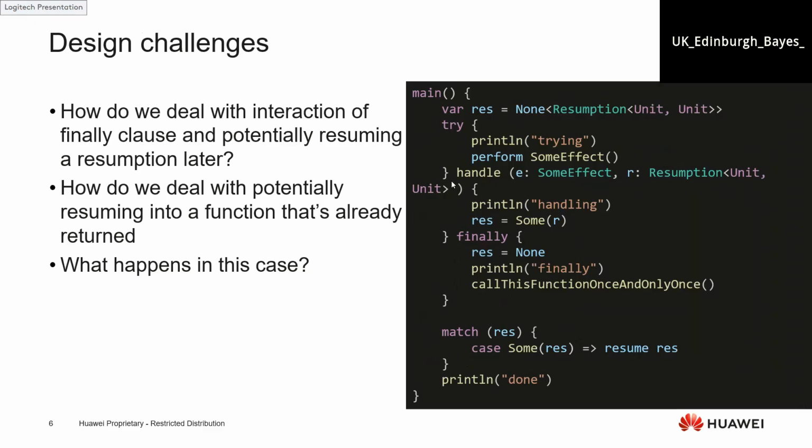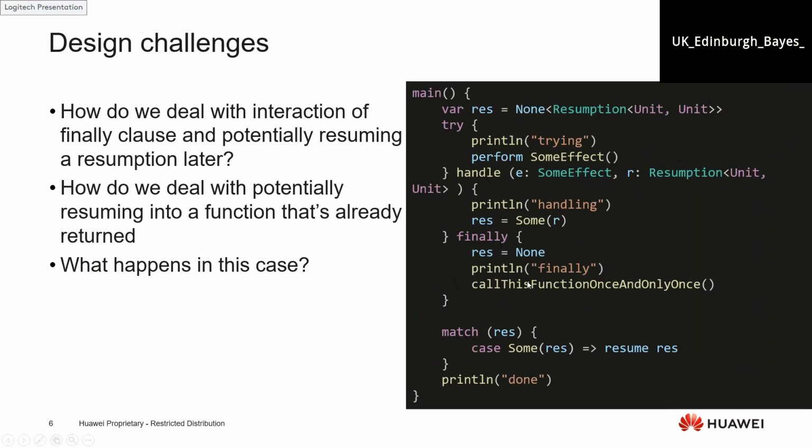So what happens if you store the resumption? You perform an effect here, we handle it, but we store the resumption and we leave this block, and then later on at some point we resume back in here. What happens here? When does this finally block run? Immediately after we come off the handle block? That's what would happen if it was an exception. Or does it run when we resume back in here and come off this try block? That would also happen in the exception cases.